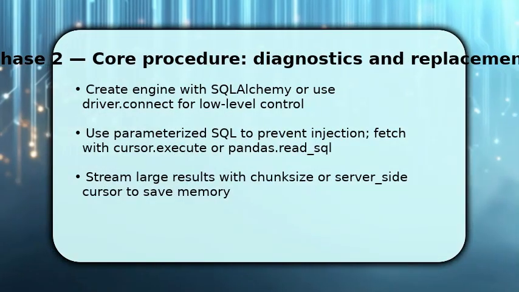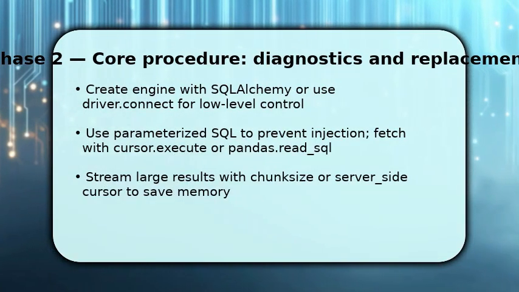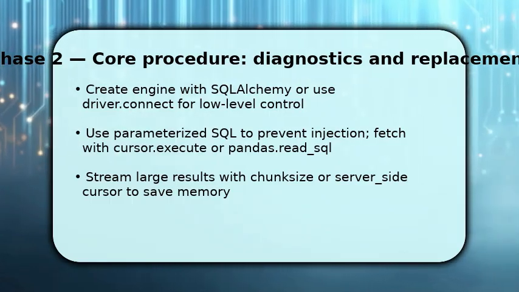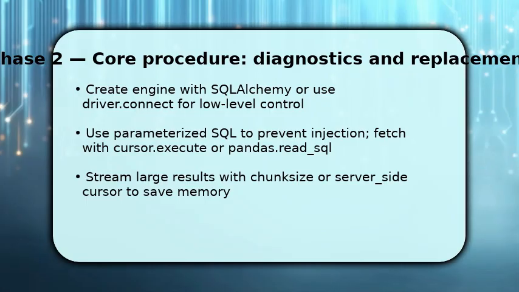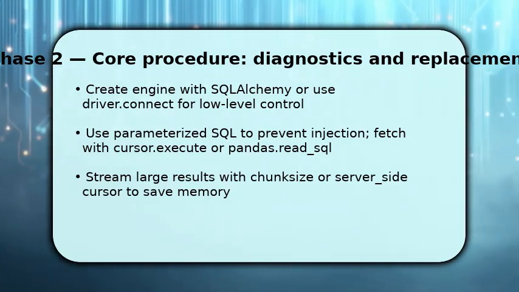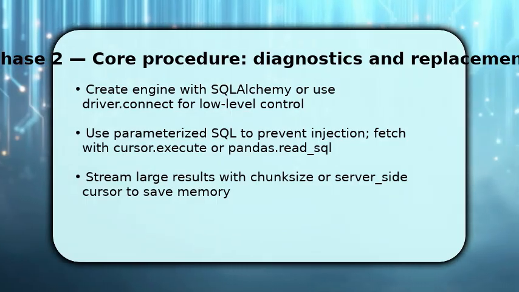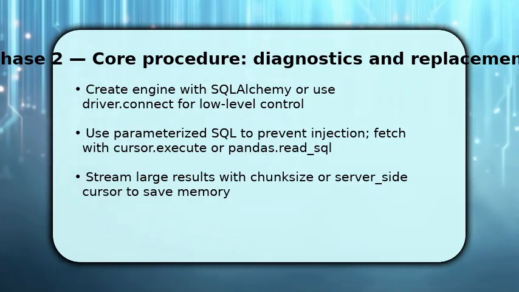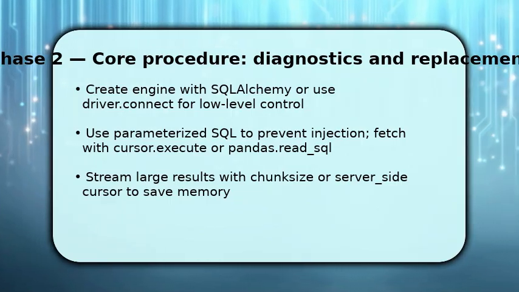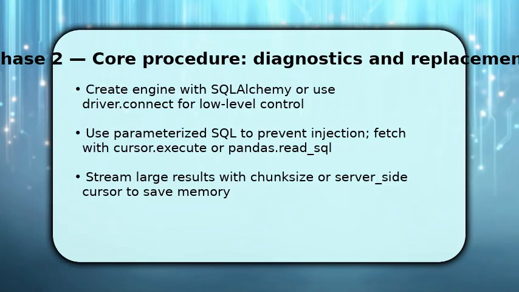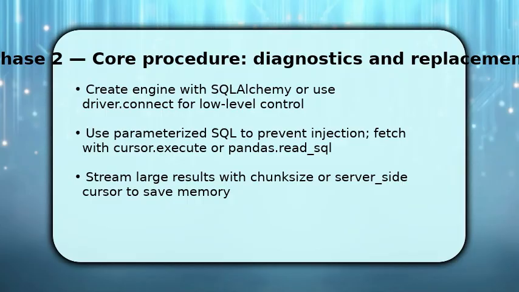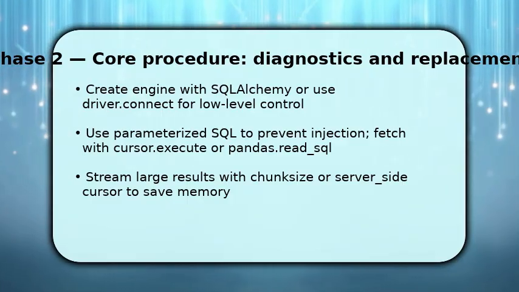You now build the connection and retrieve rows. Use SQLAlchemy create_engine for pooling, or a driver.connect for direct cursors. Choose what matches your app. Then execute parameterized queries to avoid injection risks and fetch with cursor.fetchall or pandas.read_sql for DataFrame convenience. If the dataset is large, read in chunksize or enable server-side cursors so you don't exhaust RAM. Also, close cursors and connections in a finally block or use context managers to ensure cleanup.